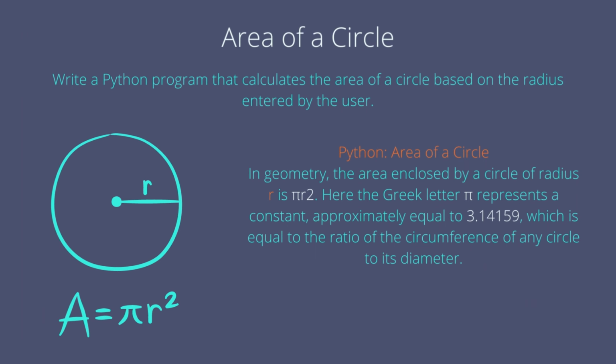Area of a circle. Write a Python program that calculates the area of a circle based on the radius entered by the user. Here the Greek letter pi represents a constant, approximately equal to 3.14159, which is equal to the ratio of the circumference of any circle to its diameter. Let's see the solution.